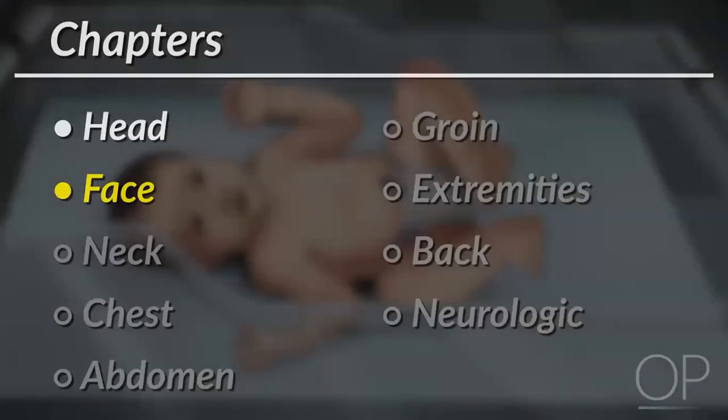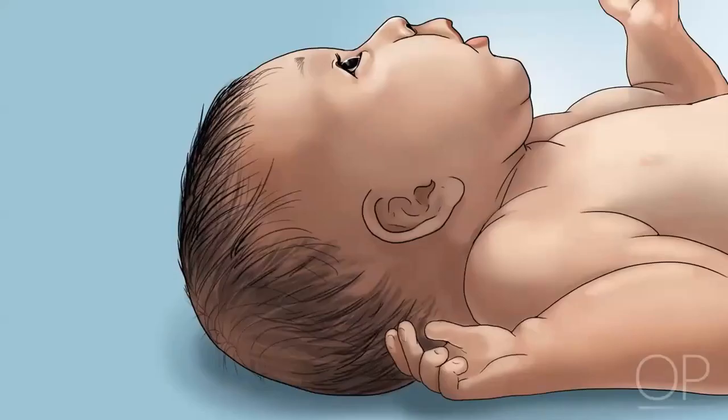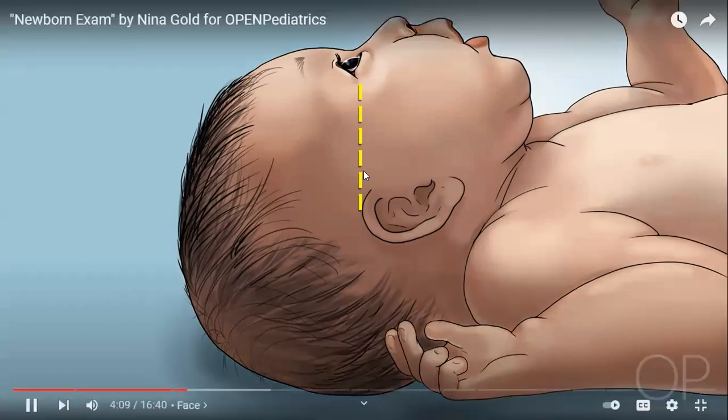Face. After gathering a general impression, begin your examination of each individual facial feature. First, assess the ears. To check the ear placement, imagine a straight line drawn from the outer corner of the eye. The upper portion of the ear should meet this line. If not, the ears may be considered low set.